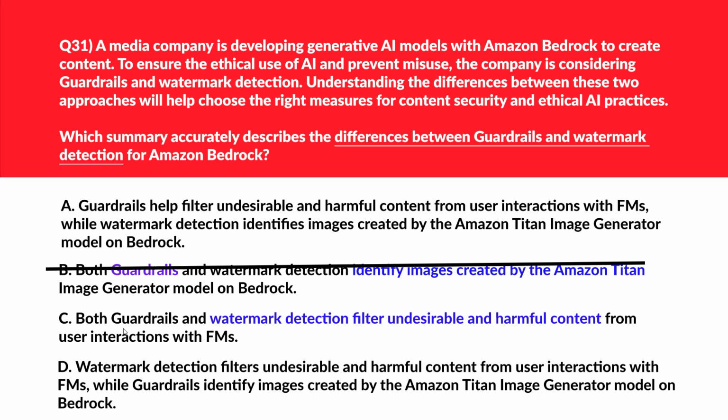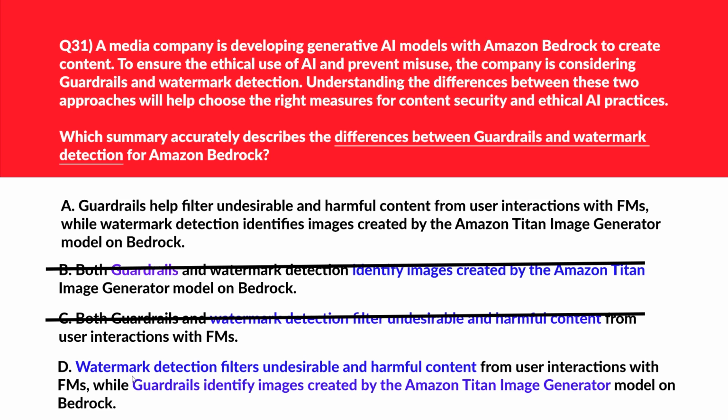Let's move to option C. C says both guardrails and watermark detection filter undesirable and harmful content from user interaction with FM. So this is just the reverse of option B. Here watermark detection is for image source identification, not content filtering as mentioned here. Hence we'll eliminate this. Let's move to option D.